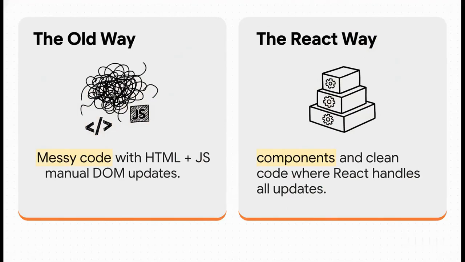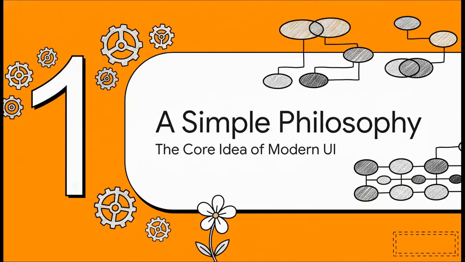To really get why structure is so important in React, you have to remember the problem it was built to solve. The old way of doing things was, well, chaos. You had HTML and JavaScript all tangled up together. It was messy, a total nightmare to maintain, and even harder to debug. React came along and introduced this whole new way of thinking, building our user interfaces from tiny, reusable, independent pieces called components.